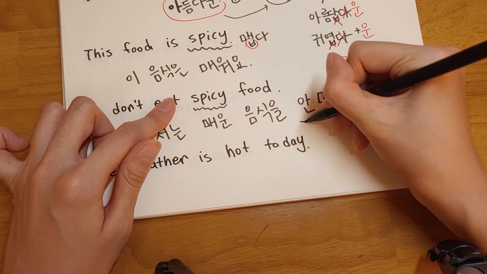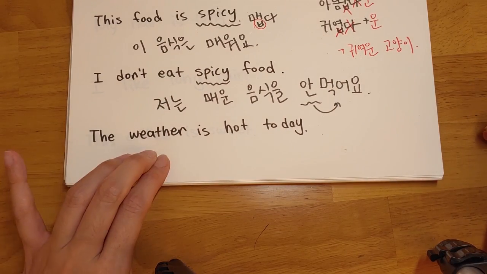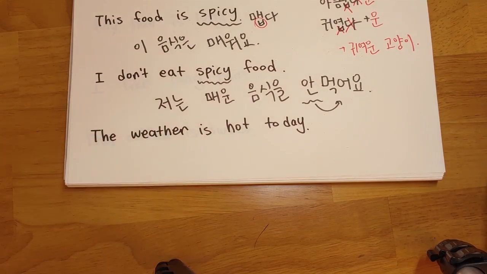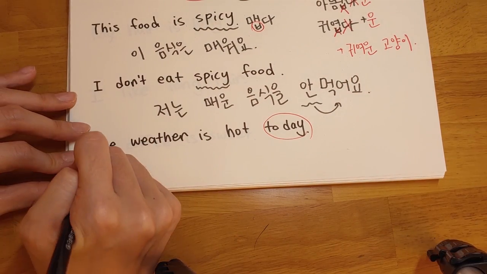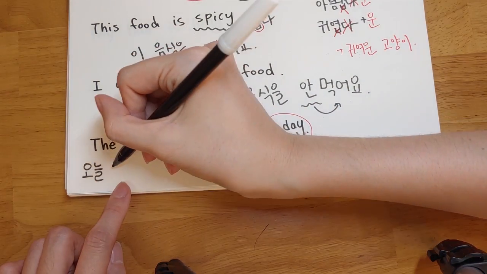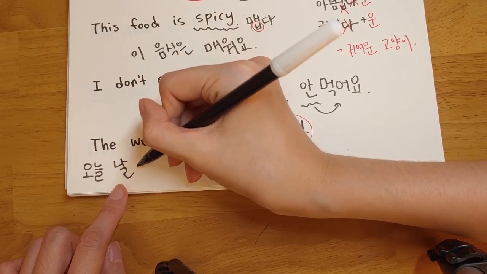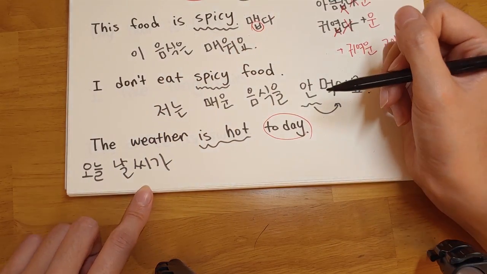안 is the negation of the verb. 안 먹어요. The weather is hot today. Usually, when you're talking about the day, like tomorrow, today, day after tomorrow, this kind of adverb can be placed at the very beginning of a sentence. So today can come first, and you can say 오늘, 오늘 날씨가, the weather, 날씨가 is hot.